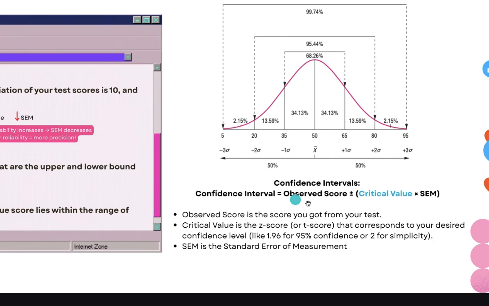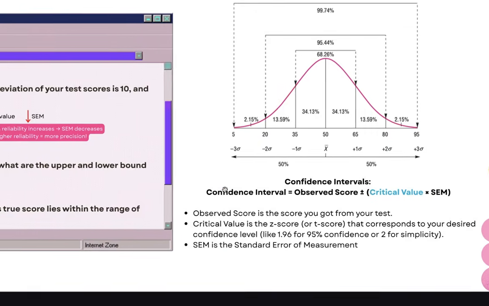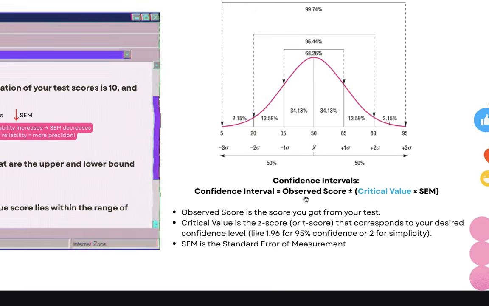So we understand what's the observed score. Here we have, what's the observed score, Bato? 50, right? And then the critical value, what is this one? We don't understand what's critical value. So what's a critical value? It's whatever Z score or T score corresponds to your confidence level. So if you want a confidence level that a certain range of scores will contain the true score, you want to be 95% confident, then you have to put there 1.96 or 2 for simplicity.